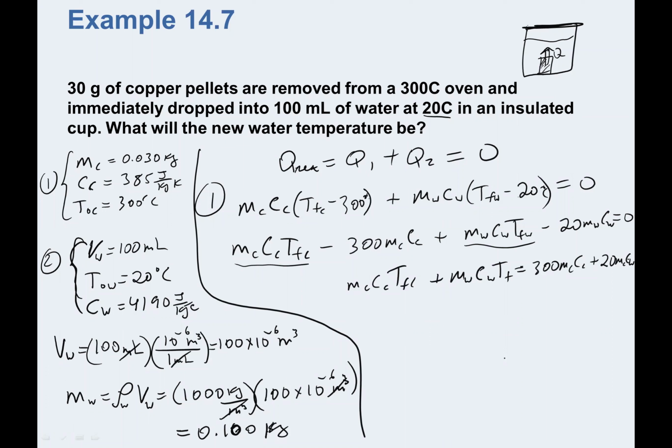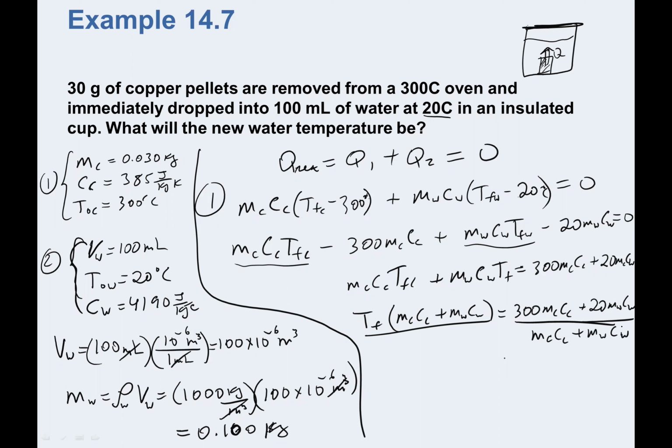Then I come back to the left side, and you can see I can factor out the T final, which becomes M_C specific heat of C plus M water specific heat of water. On the right side, I still have 300 mass of copper specific heat of copper, plus 20 mass of water specific heat of water. And then what I do here is divide by the quantity in the parentheses, that means M_C C of copper plus M water specific heat of water.